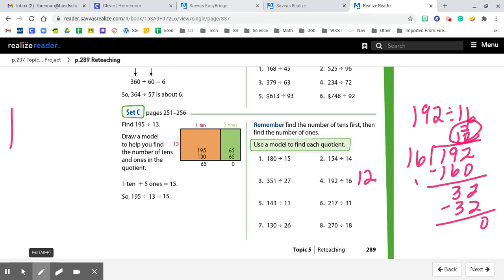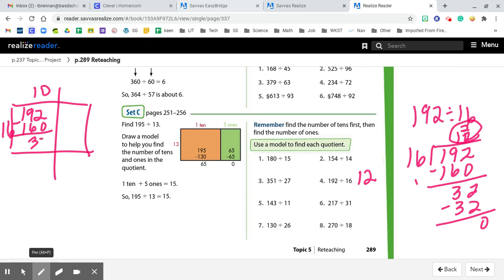And if you do the model, 16 over here, 192 here. We said it comes out 10 times. Bring the 32 over here, 2 times, and you combine that to get your answer.